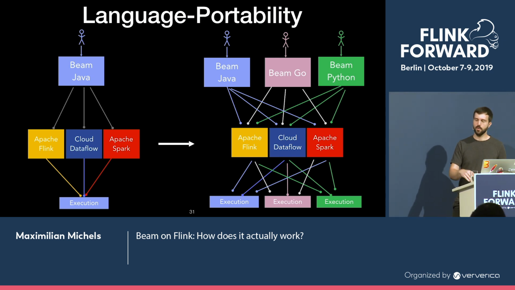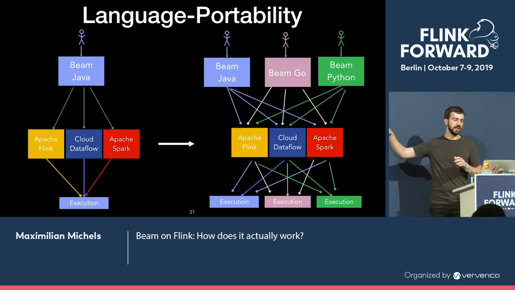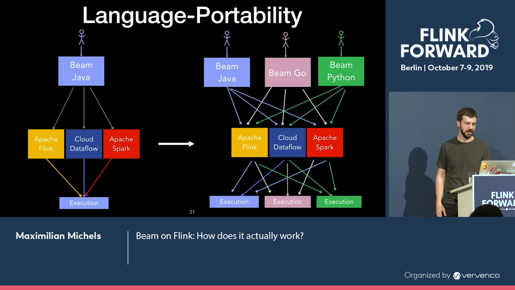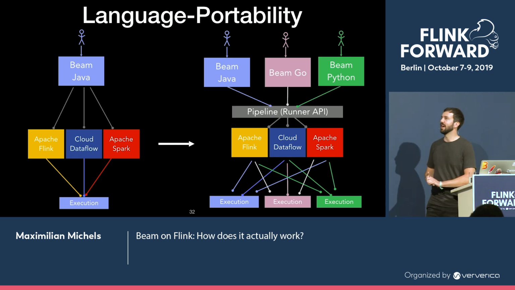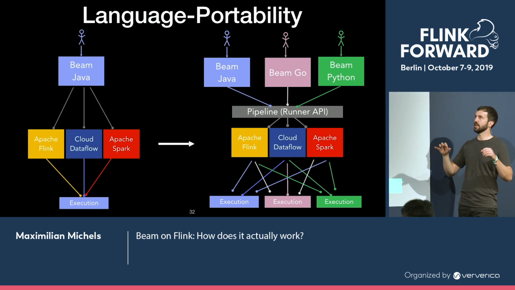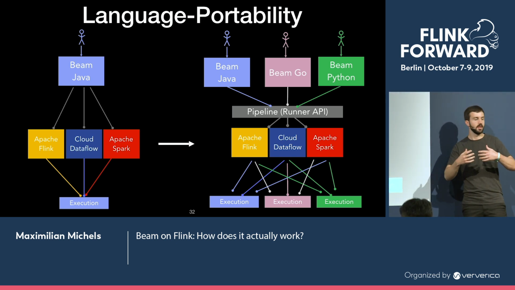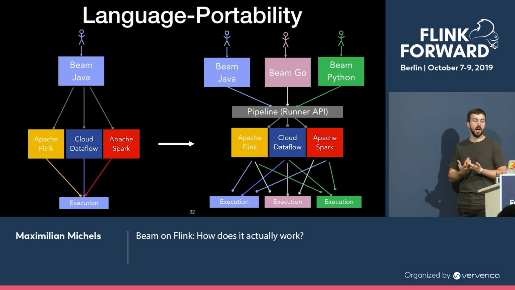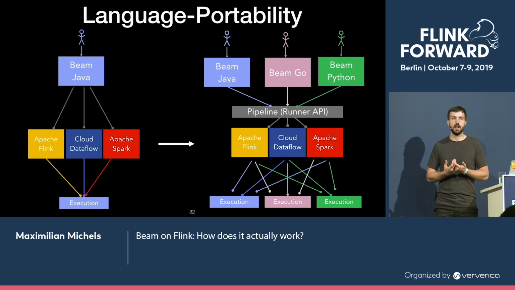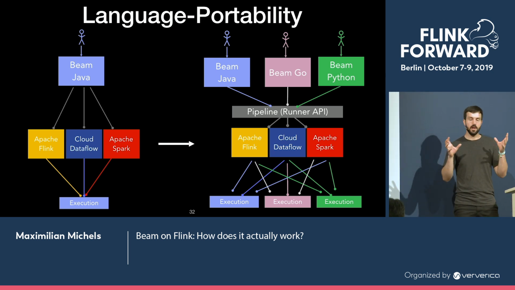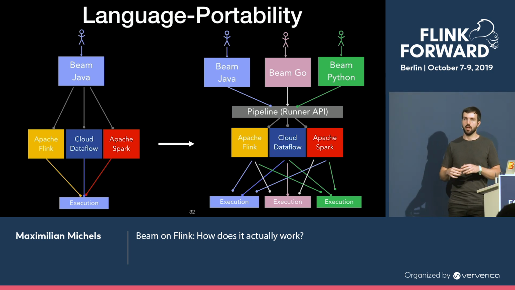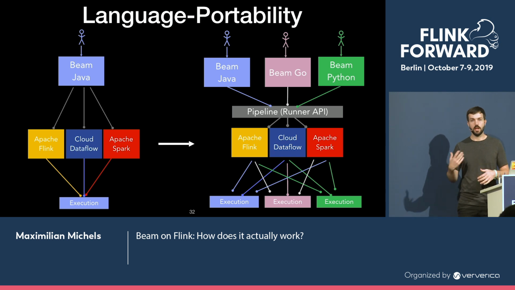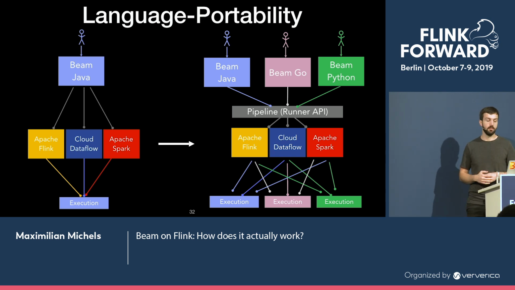So we had to come up with a more clever way than letting each runner figure out its own solution. We actually have a universal representation of the pipeline, which is called the Runner API. That's a protobuf definition, and there are protobuf libraries for every language, so we can actually load and use them across languages.